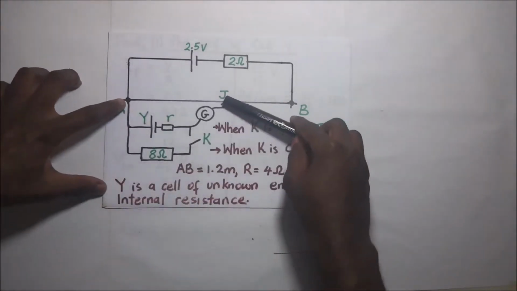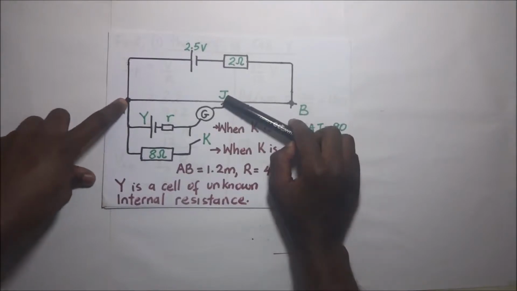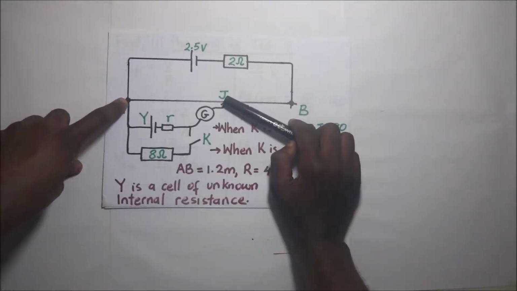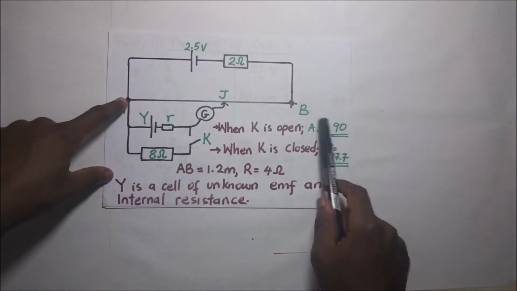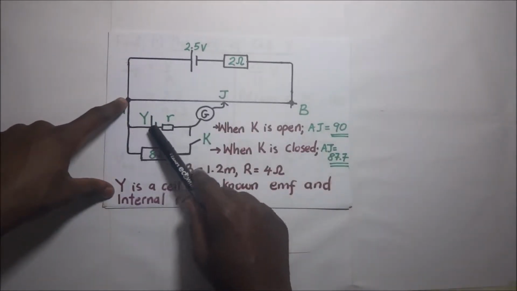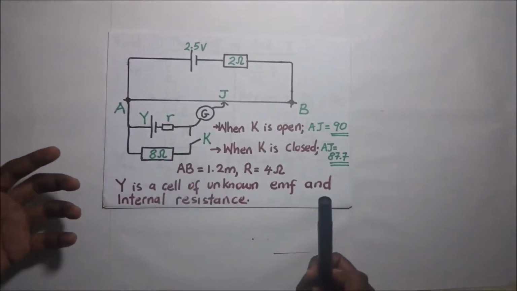So when we get the PD across AJ, which we get by saying it is PD per unit length, which we denote as K, times the balance length L, which in this case will be 90, we will be able to get the value of E, which is the EMF of that cell Y. So we begin with our calculation.